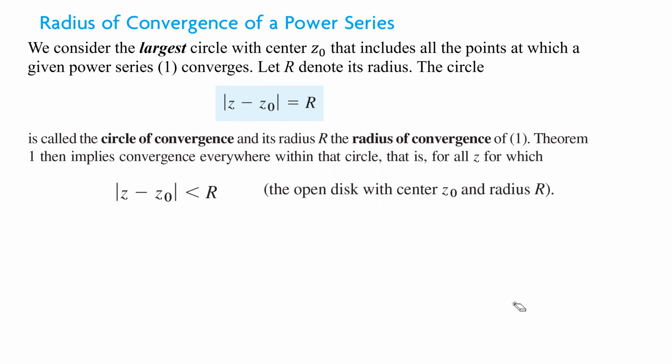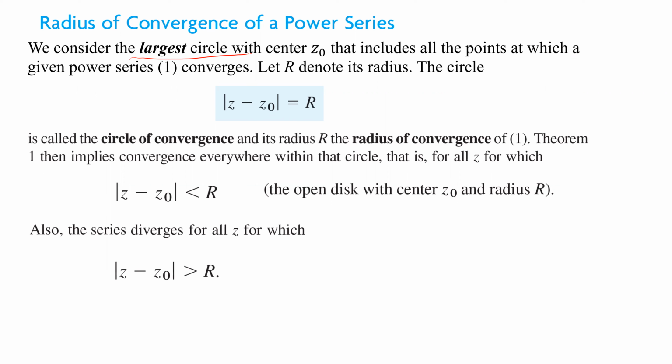All right. And the series diverges for all z for which absolute value of z minus z0 is greater than R. Because this is the largest circle, everything inside is convergent, and everything outside is divergent. At any point outside, the series is divergent. So say this is R, and this is z0. R is the radius of convergence. All right.